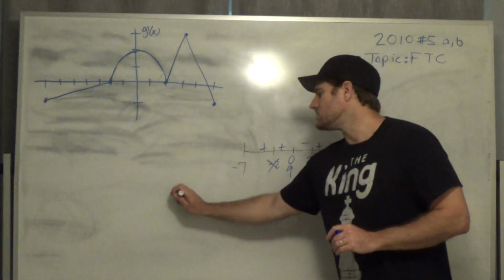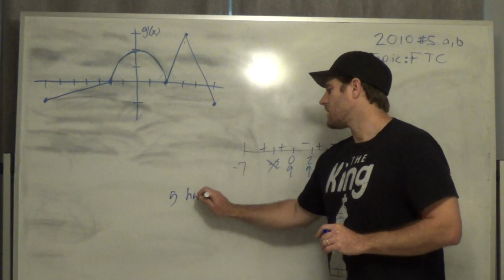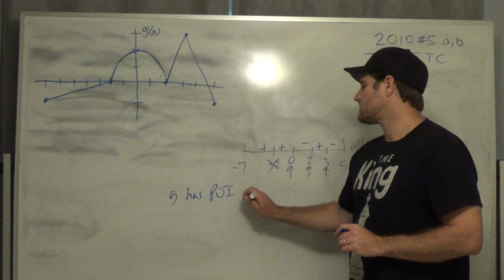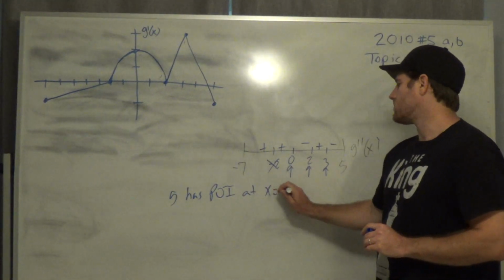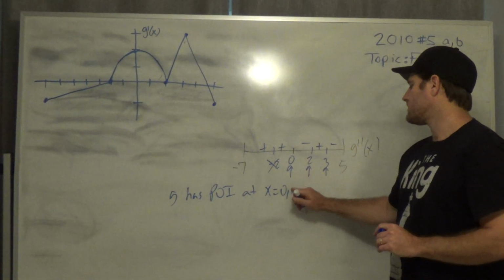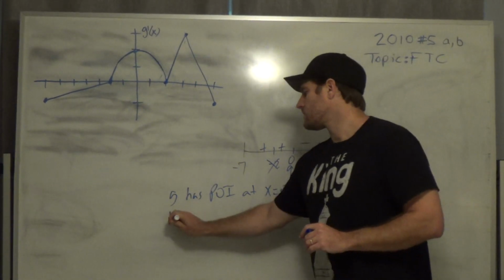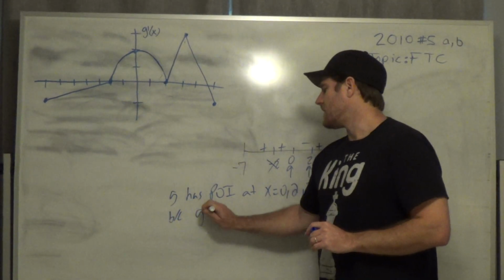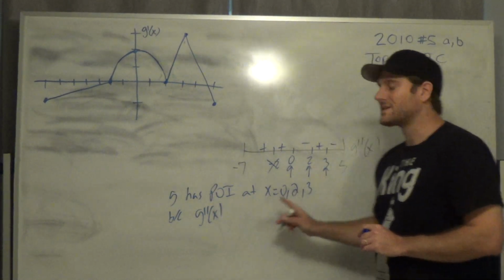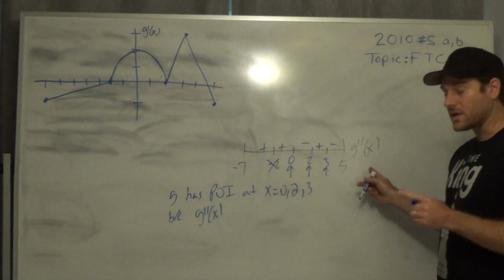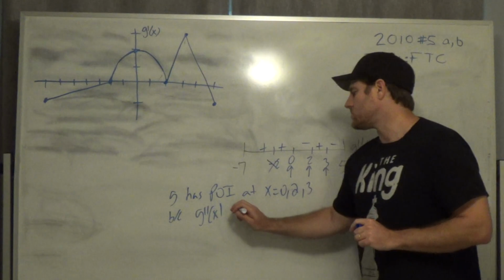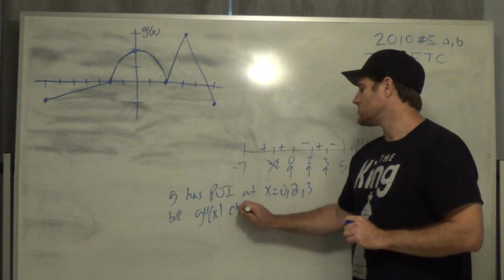So we will say g has points of inflection at x equals 0, 2, and 3, because, and this is important, g double prime x, I've labeled a sign chart so I can do this, g double prime x changes signs.